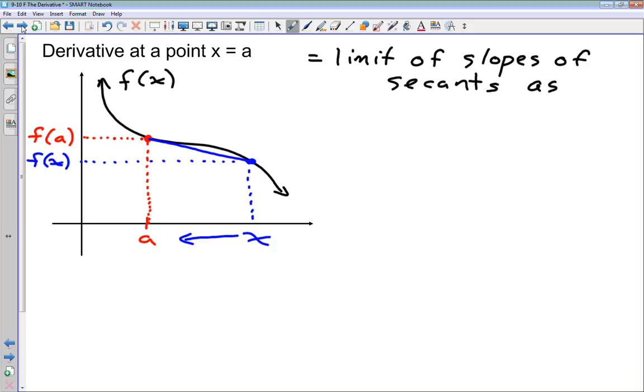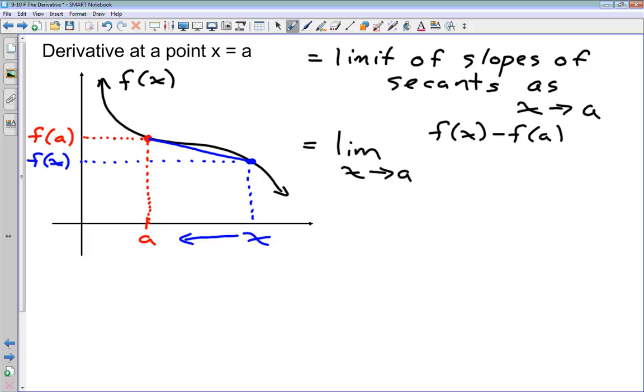So we'll do this limit as x tends to a. So just writing this out, we're taking the limit as x tends to a of the slope of our secant, which is just going to be change in y over change in x. So f at x minus f at a, all divided by x minus a. And we evaluated this using a table. And we'll say that this is our derivative, f primed at a.